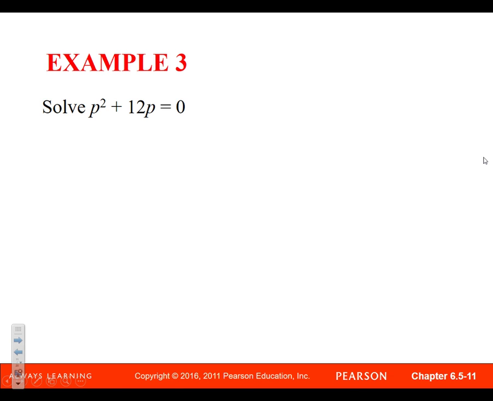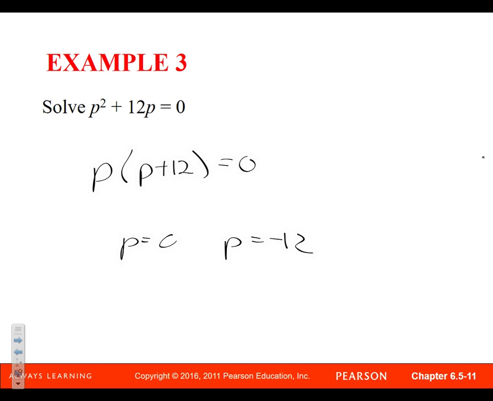Okay, how many people started factoring out the common factor? What do they have in common? P, right? That would leave us with P plus 12 is equal to 0. Well, use your multiplication rule here. That means that P has to equal 0 by itself, right? Or P would have to be negative 12. And you're done.